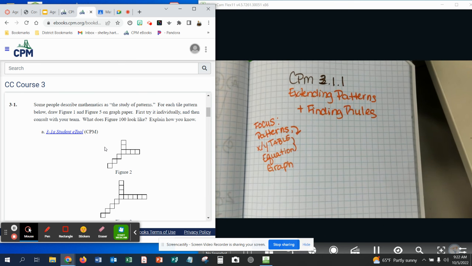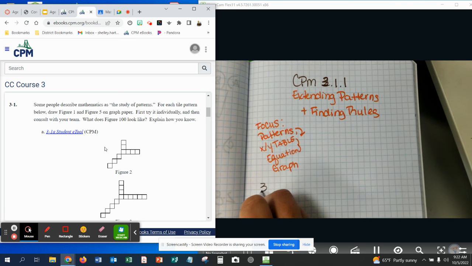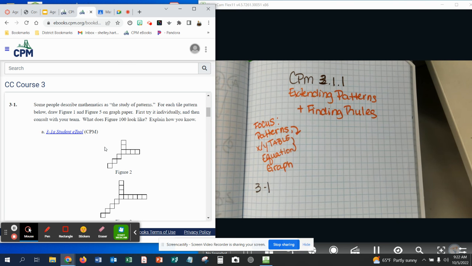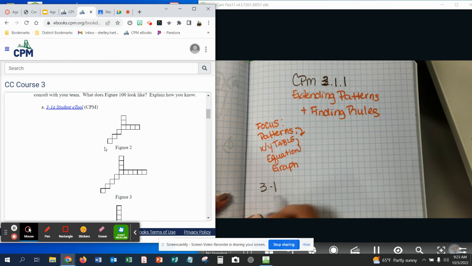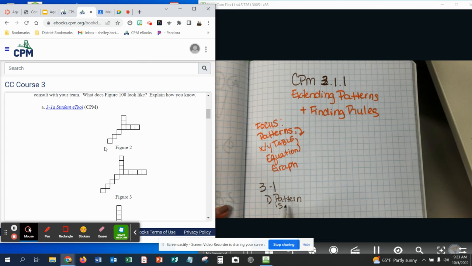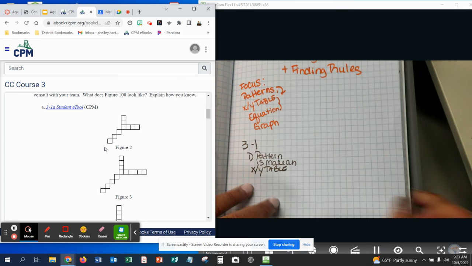Okay, like I said, there's going to be like 2 chapters of this, so we're just going to settle in. So the first thing we do have is 3-1, and we have a pattern, right? So the first thing you do when you see the pattern is make an X and Y table. Or a function table.